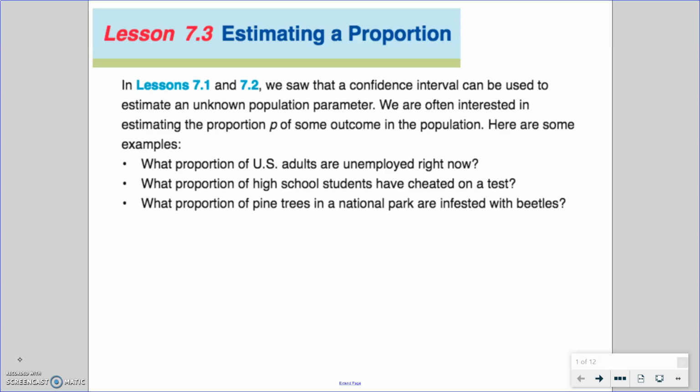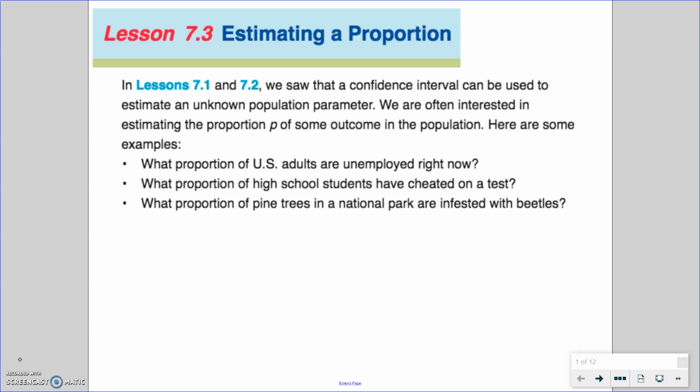All right, so today we're going to actually talk about estimating a proportion. In the last two lessons, we saw that a confidence interval can be used to estimate an unknown population parameter. We're often interested in estimating the proportion P of some outcome in the population. Like, what proportion of US adults are unemployed right now? We don't have the official number for that. We can only send out a survey or get a sample and use that to estimate.